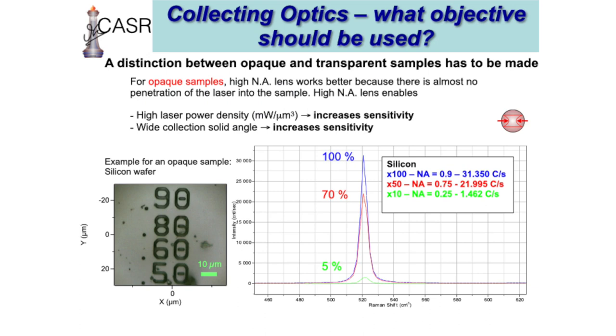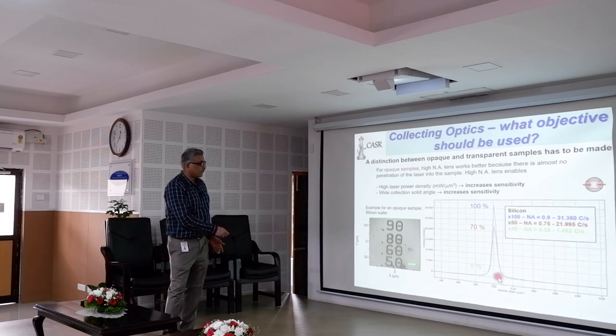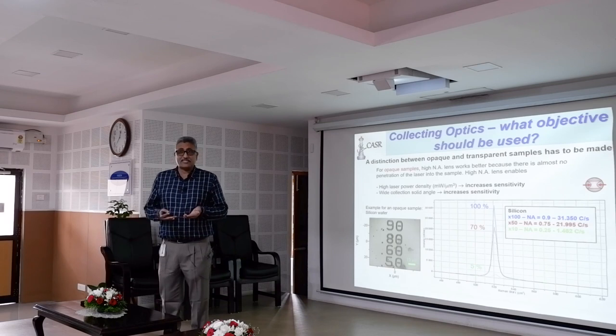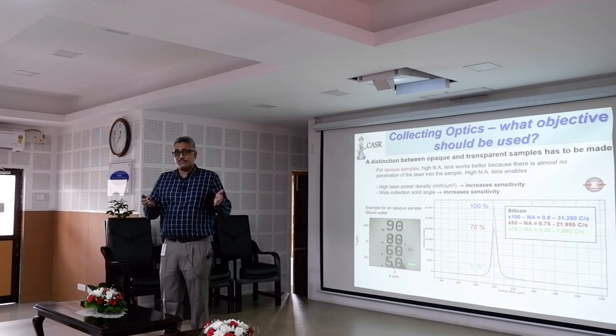So I take silicon. Silicon is opaque. It is opaque to most of the visible light, right? So if I use a very high magnification lens, a 100x microscope objective, and focus it, I get a very strong signal. Blue is 100x, red is 50x, green is 10x. You can see when I go in silicon from 10x to 100x, I get more signal. That means whenever I have a system opaque to that particular wavelength of light, I should use higher magnification.